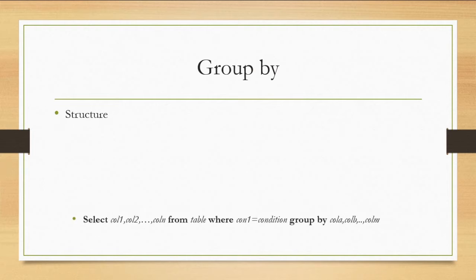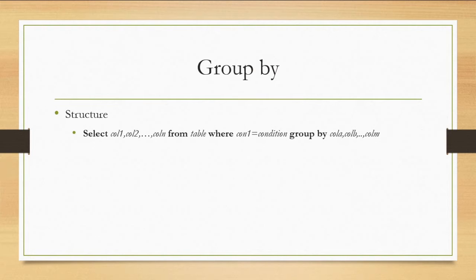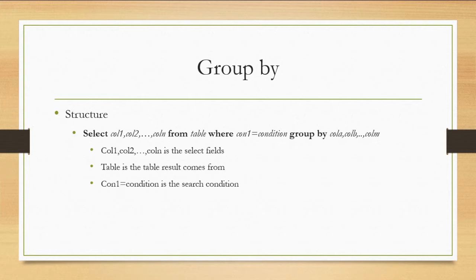Let's look at the structure. So select column 1, column 2 up to column n from table where column or condition 1 equals condition, group by column A to column M. So column 1 to n is the select fields. Table is the table the result comes from, so where we're pulling our result from. Condition 1 equals condition is the search condition. Note multiple search conditions may apply. Column A to column M is the group by fields. Group according to column A, then column B up to column M.